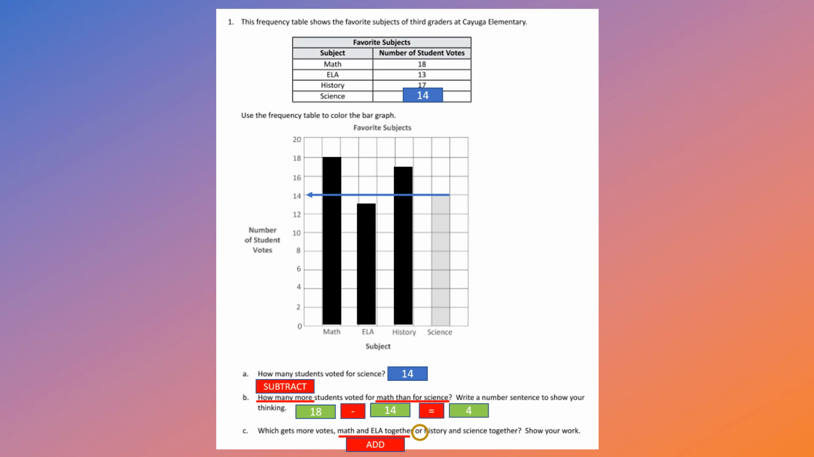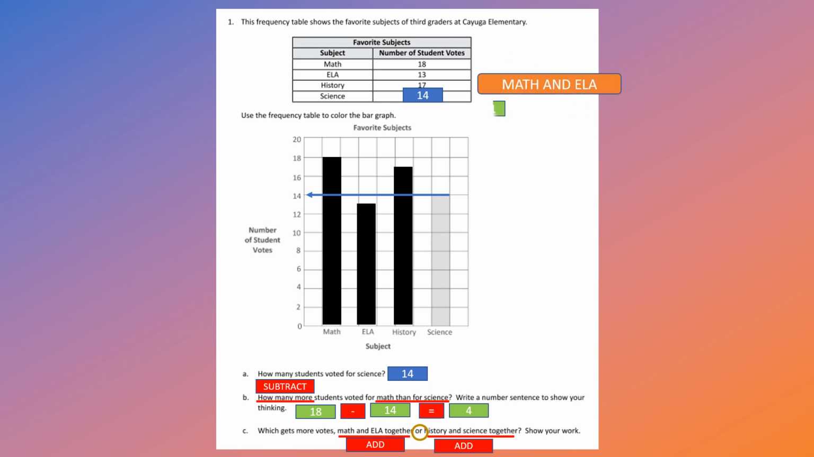Now, another word to pay attention to is or. Okay, so circle or because that's important. And then it says history and science together, which means I have to add history and science together. So this is looking like a multi-step problem. I know for sure I have to add math and ELA together, and I have to add history and science together. And then I'm going to have to do something with those two numbers. So let's go ahead and start by adding math and ELA together.